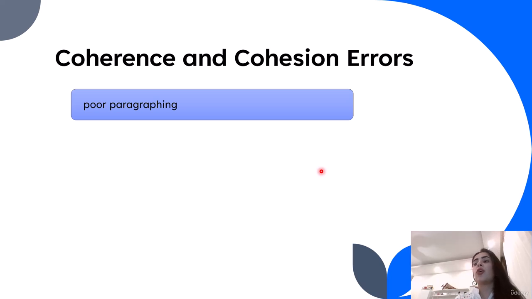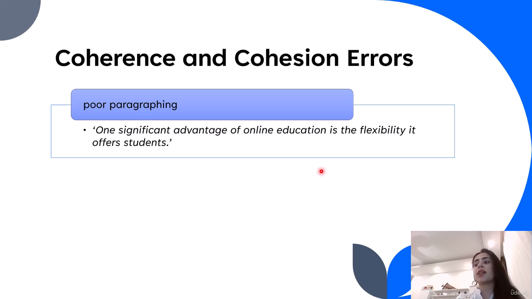Let's say you are writing about the advantages of online education. Your first paragraph might focus on flexibility with a topic sentence like, "One significant advantage of online education is the flexibility it offers students." You would then elaborate on this point, providing examples like the ability to study at one's own pace or balance work and study.